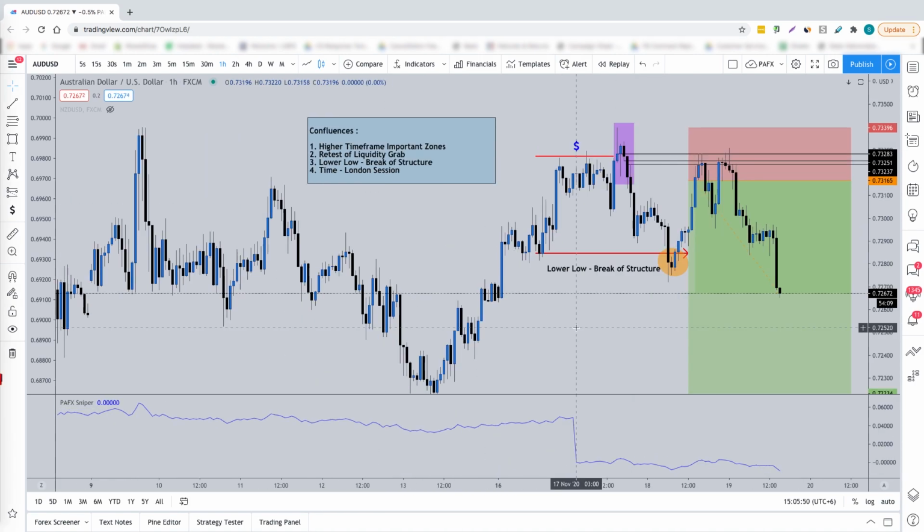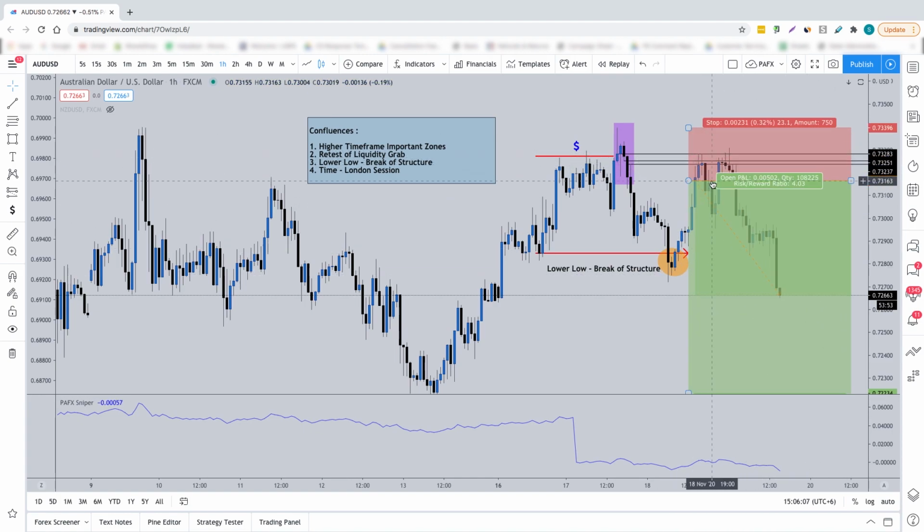Moving on to confluence number 4, and that is time. Each time we enter a trade, we make sure that the time is adequate, and we enter at a time when there is volume in the market. We managed to enter during the beginning of the London session, and we know that there is a lot of volume at that time.